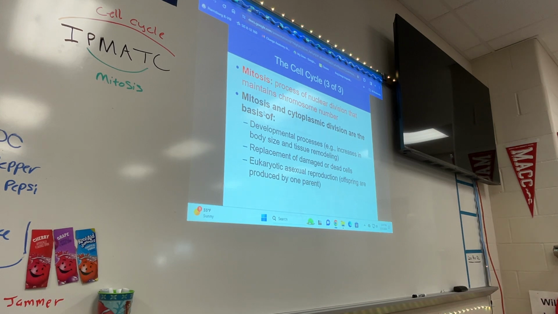So mitosis and cytoplasmic division are the basis of developmental processes, increasing body size. That's how we get bigger. We don't get bigger because our cells are bigger. We get bigger because we have more cells. Replacing of damaged or dead cells, and also, again, asexual reproduction.